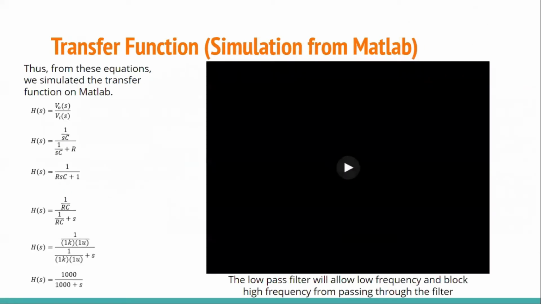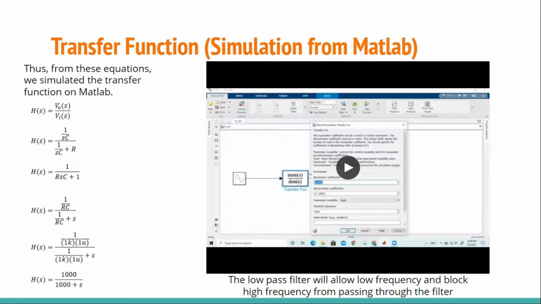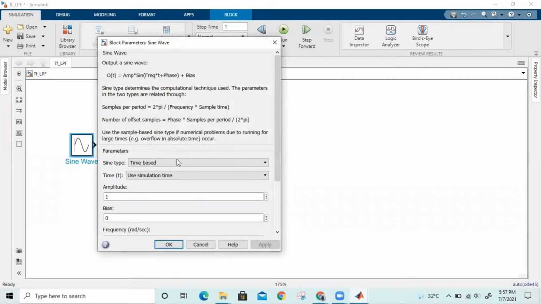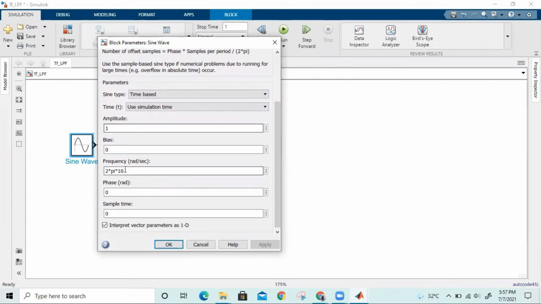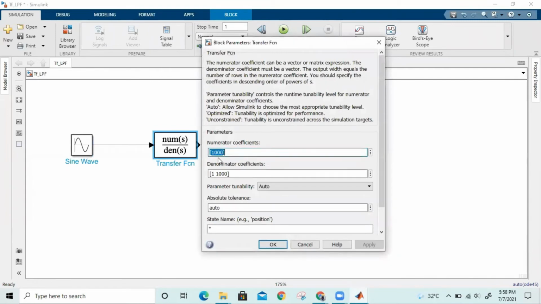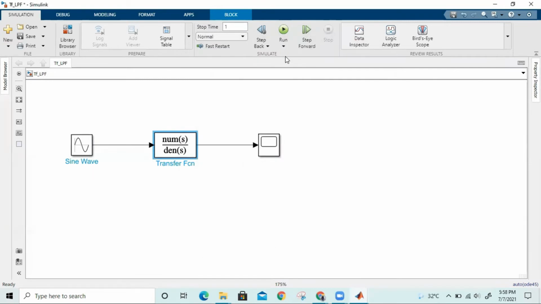Thus, from this equation, we simulated the transfer function on MATLAB. From the derivation, we got H(s) equals 1000 over 1000 plus s. This is the circuit involved for the transfer function. We have a sine wave, we have the transfer function, and we have a scope. For the sine wave, we use time base, we use simulation time, we have 1 volt as amplitude, and for the frequency, let's set it to 10 Hz. And for the transfer function, we got it from the equation, 1000 over s plus 1000. So let's run it.